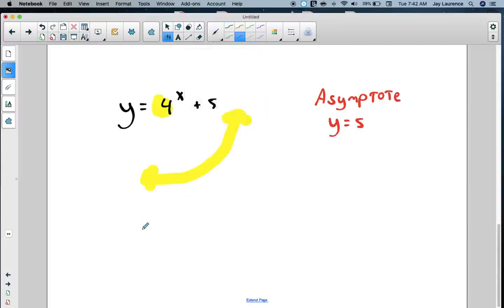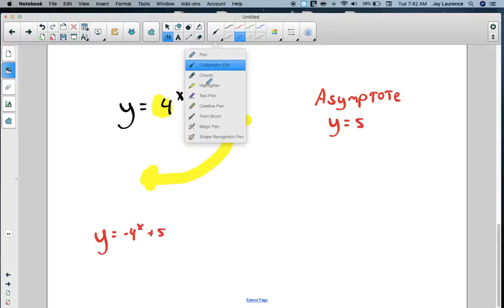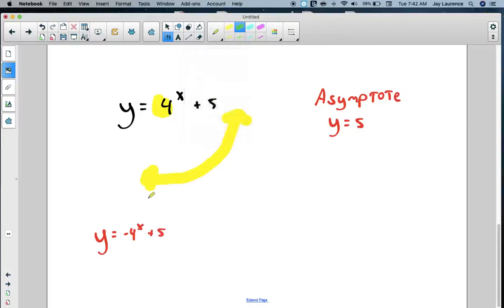But if I do y equals negative 4 to the power of x plus 5, it's going to do the same thing, except it's going to be a reflection across the asymptote. And so it would do something like that. Okay? So making the base negative causes the graph to reflect across the asymptote. Now, on your own, perhaps using Desmos, I want you to experiment with what will happen if I do this.